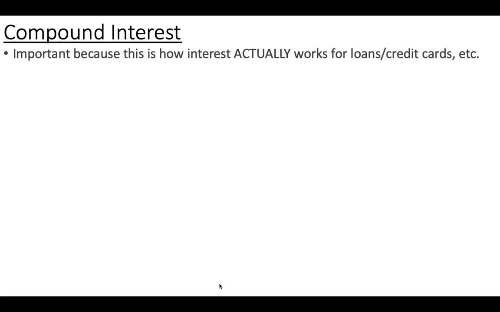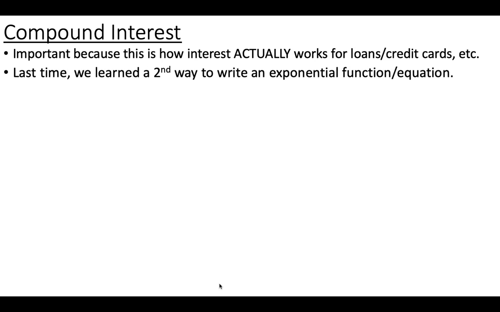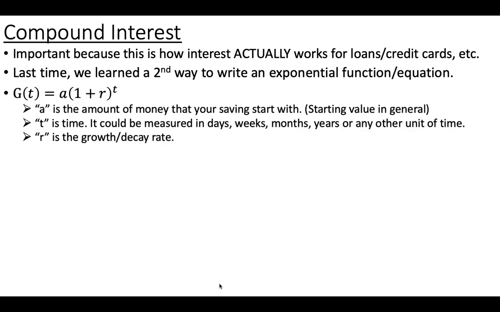Okay, the other thing we need to talk about in this one is called compound interest. This is important because this is how interest actually works for loans or credit cards. So the last time you watched a video, we did talk about a second way to write exponential functions and equations, and it looked like this. And I was going to run back over this really quickly. I'm not going to spend a whole lot of time on it because I already went through this with a lot of time in the last one.